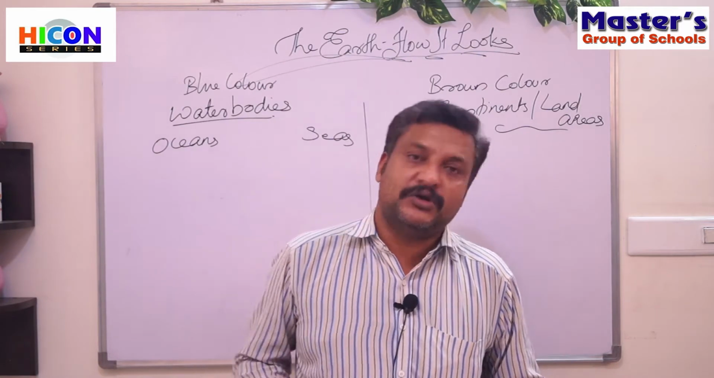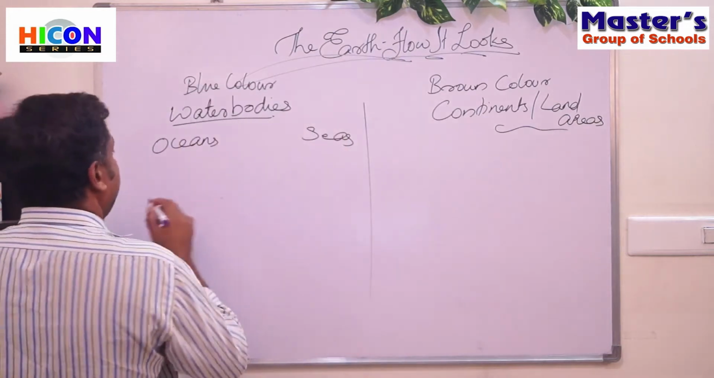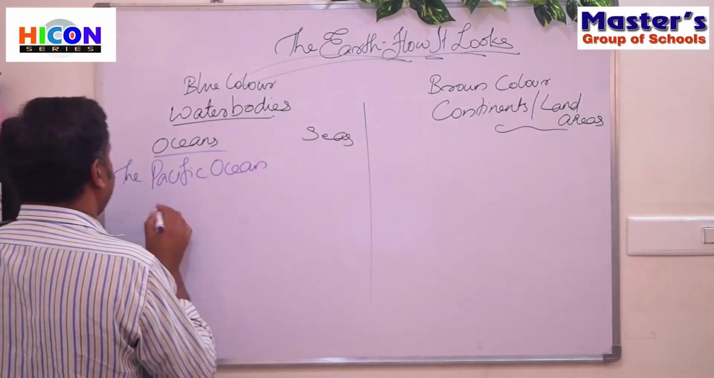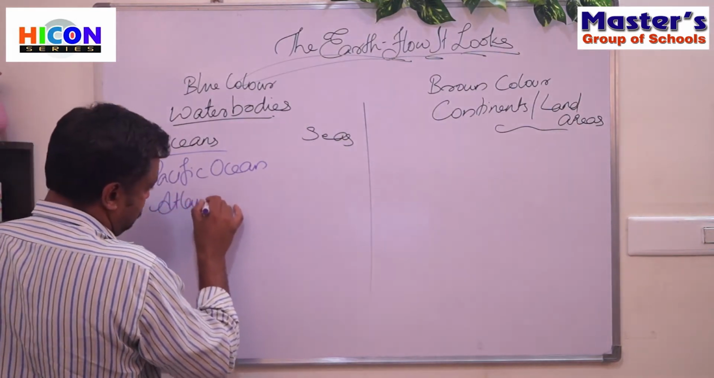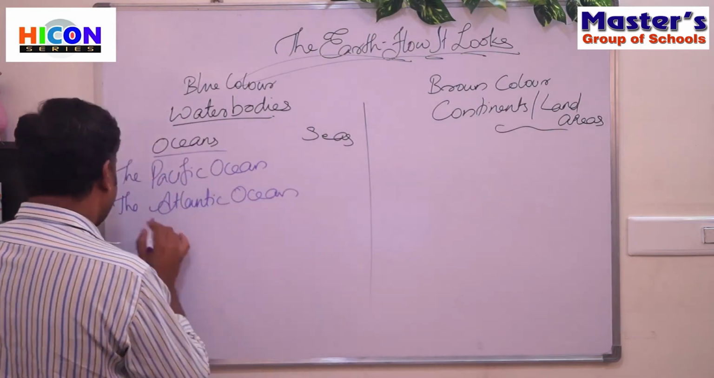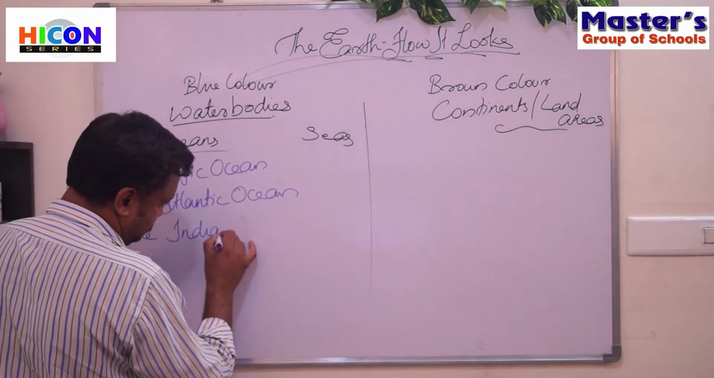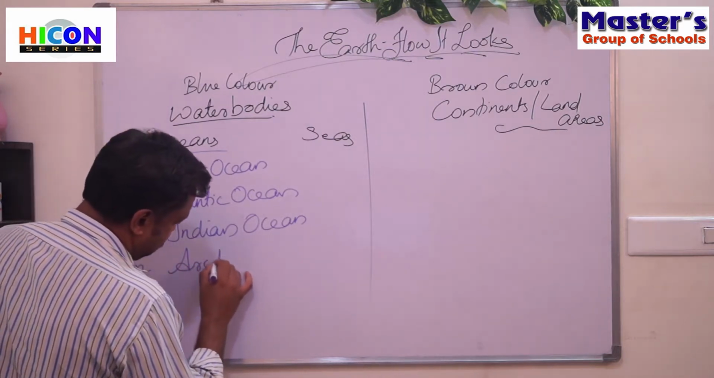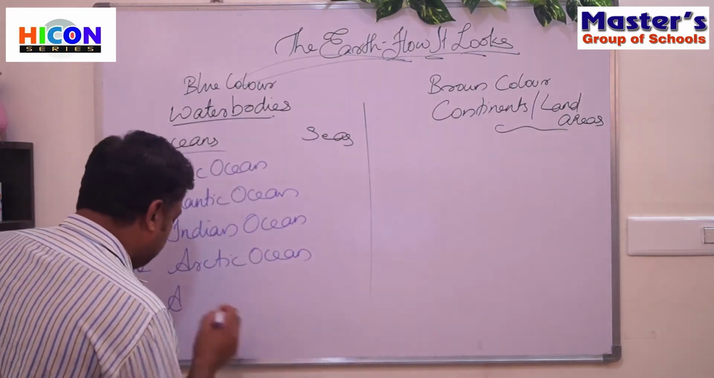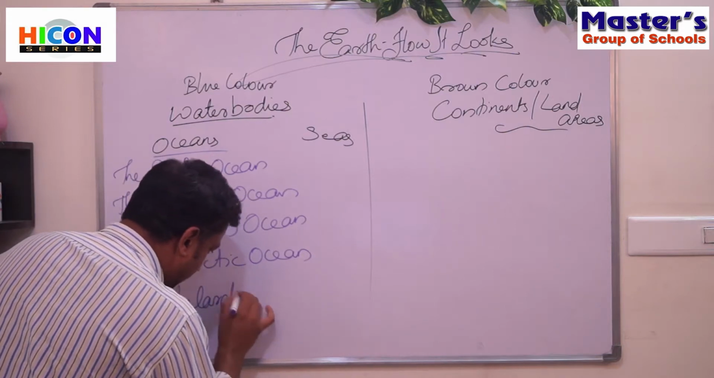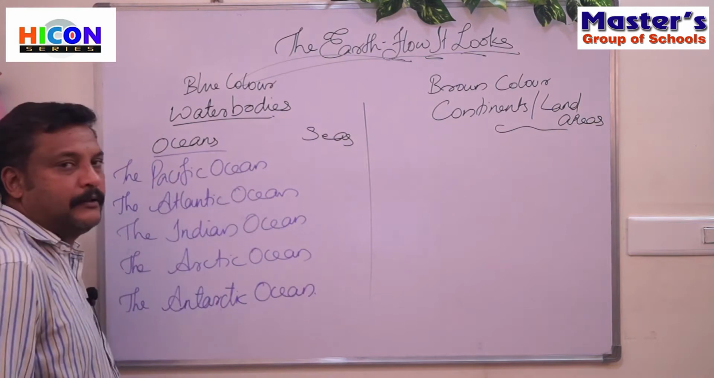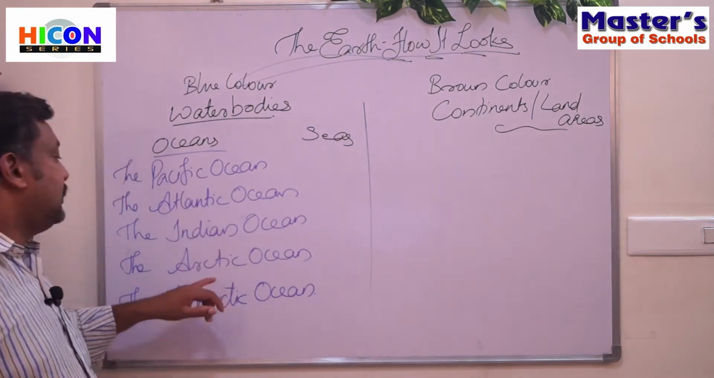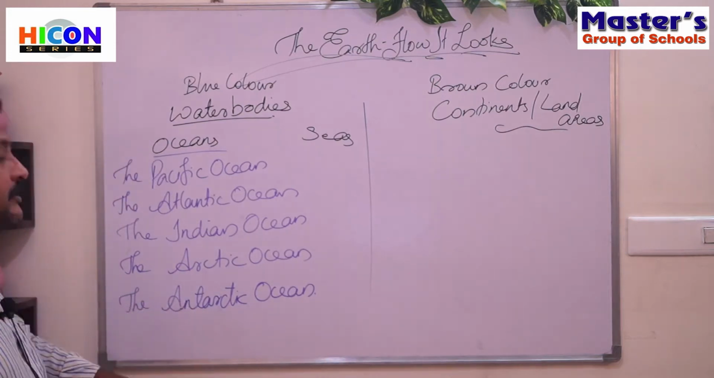Now we have 5 oceans. They are the Pacific Ocean, the Atlantic Ocean, the Indian Ocean, the Arctic Ocean, and the Antarctic Ocean. Okay, so the Pacific Ocean, the Atlantic Ocean, the Indian Ocean, the Arctic Ocean and the Antarctic Ocean.